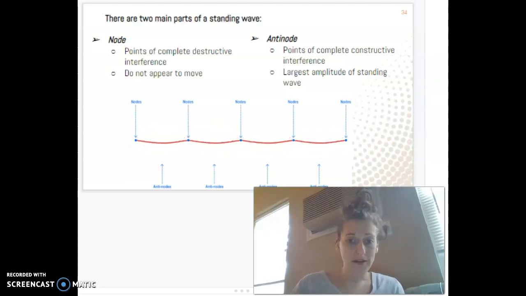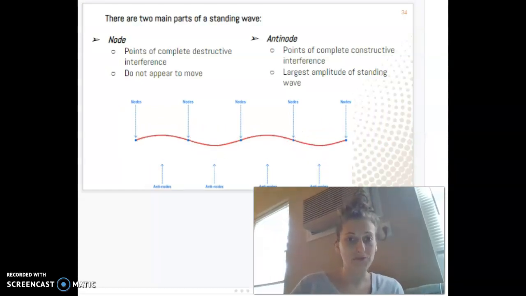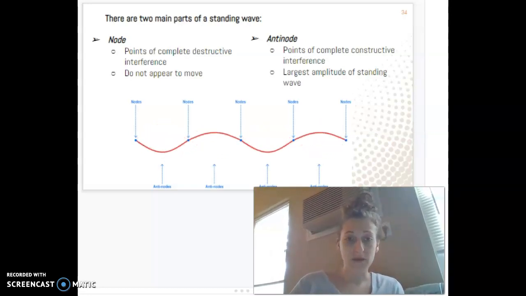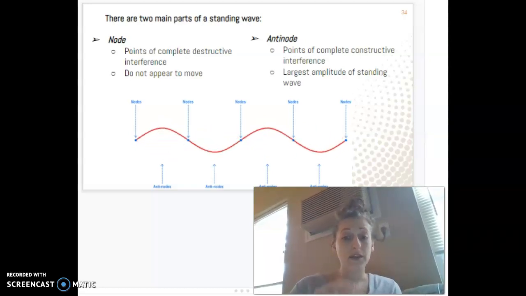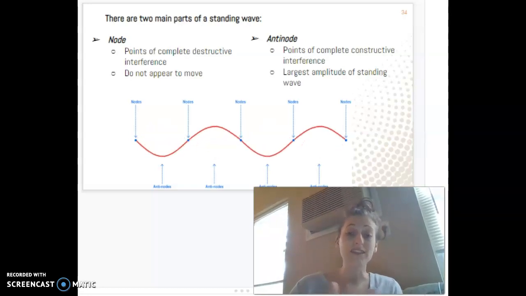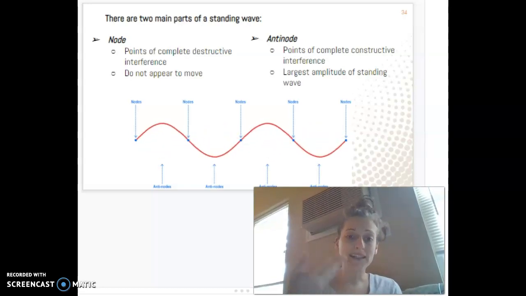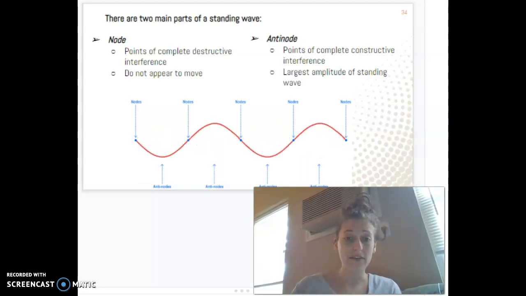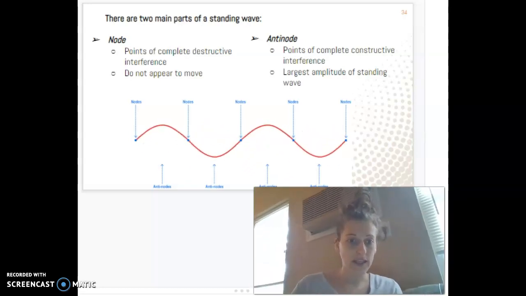And when we talk about a standing wave, there are two positions that we refer to. There's the node, which is no displacement. This is complete destructive interference, and it's the places on that wave that look like they're not moving at all. And there's the antinode, which is constructive interference, and it's the maximum displacement, the maximum amplitude that the wave will have. Those are the spaces that looked like they were moving up and down very, very quickly.